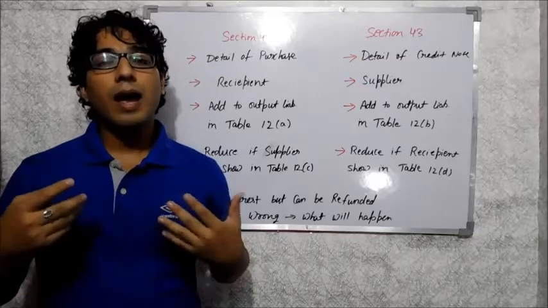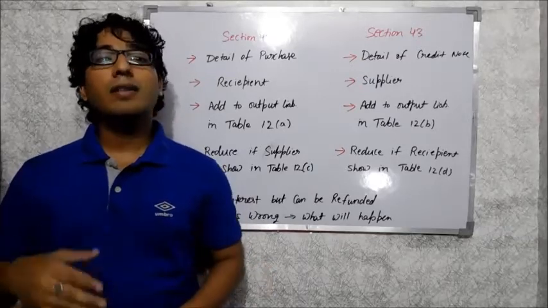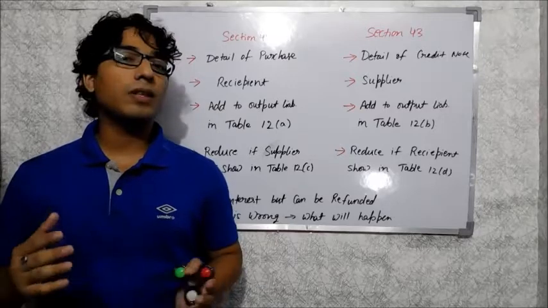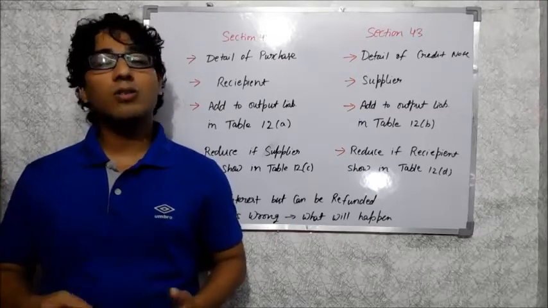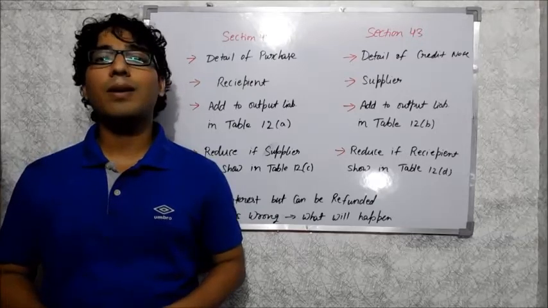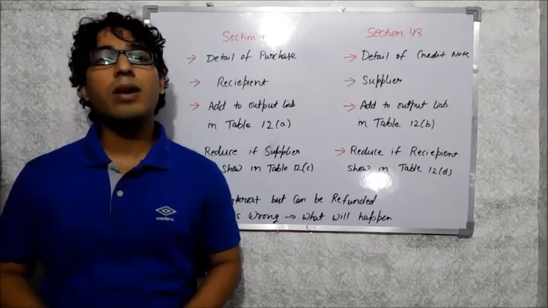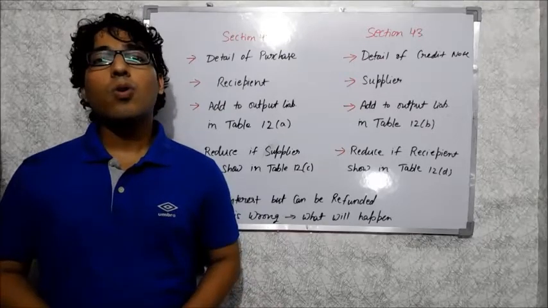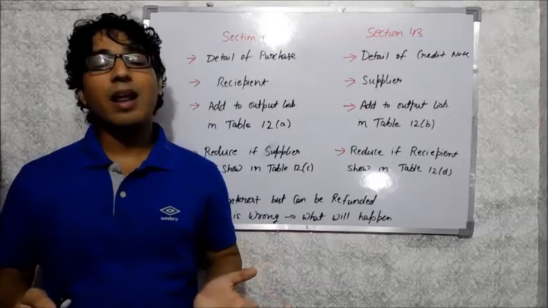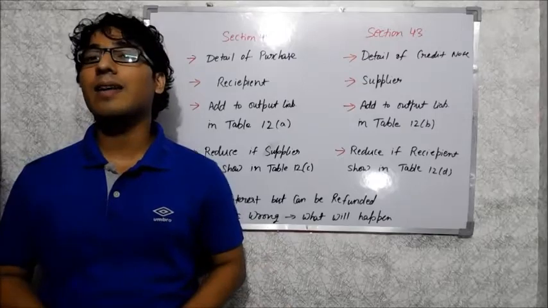And there is one more fact: if there is a mismatch between the sale and purchase, then the input tax credit regarding those will be added to the output tax liability of the recipient, and it will be shown in the return GSTR2 of the recipient. So if you want to know how it is going to be processed in GST, then stay tuned with this video.